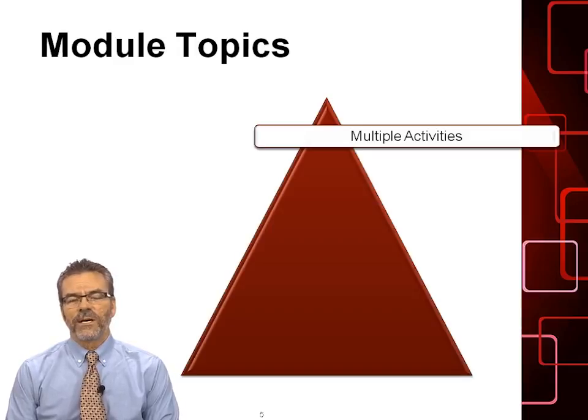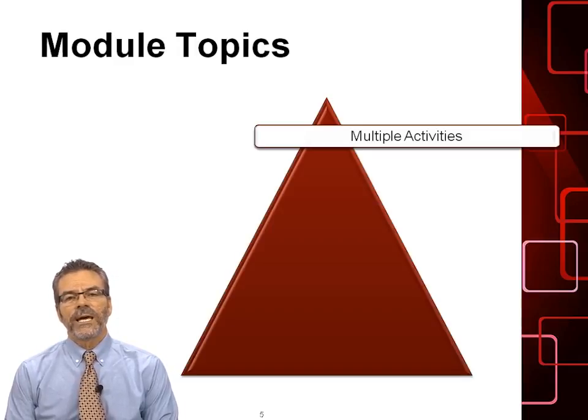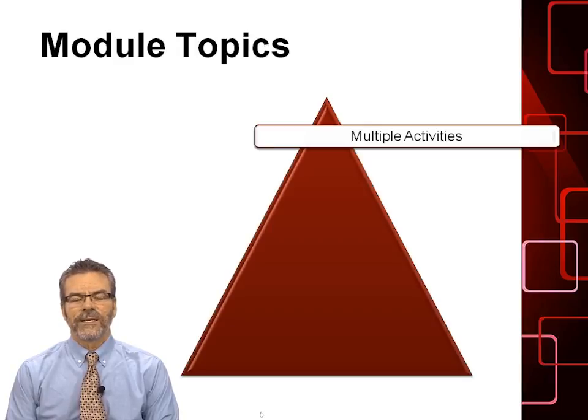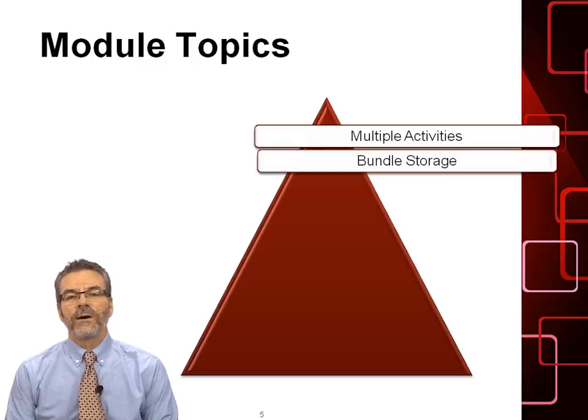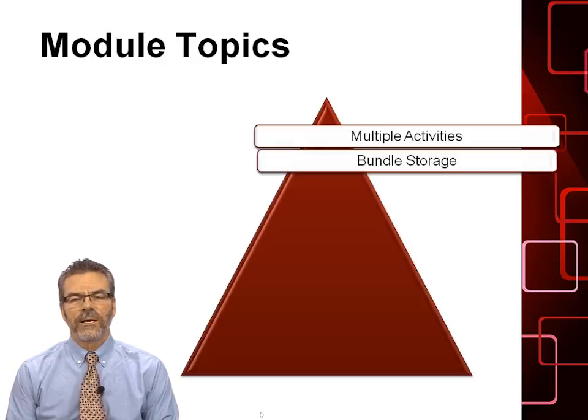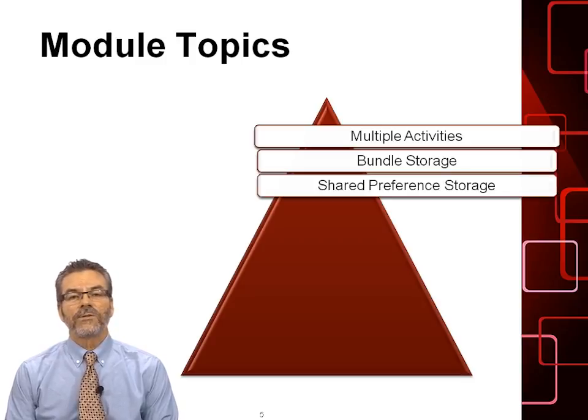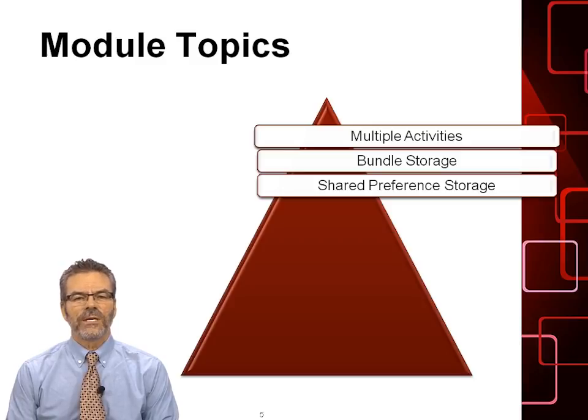The module topics, we cover a lot of information here. We'll begin talking about multiple activities. That is, learning how you can have one activity inside of Android call another activity and pass data to and from those different activities. We'll also learn how to use bundle storage. Bundle storage is often used as you're going from activity to activity when you want to store some state information. We'll also learn how you can use what's called shared preferences. Shared preferences allow you to store information that will be there even if your application happens to end.